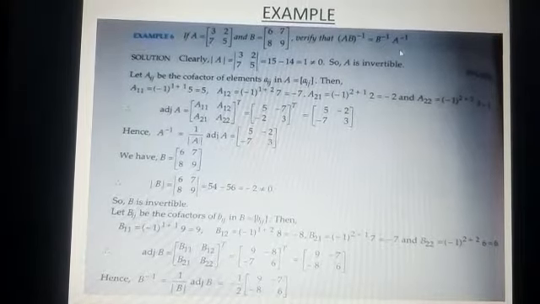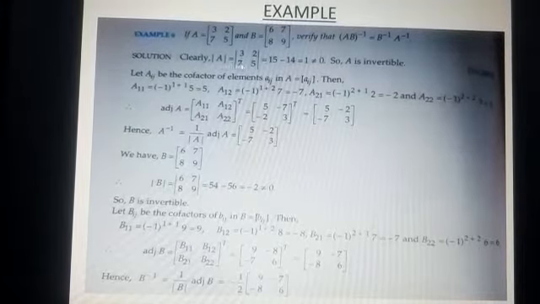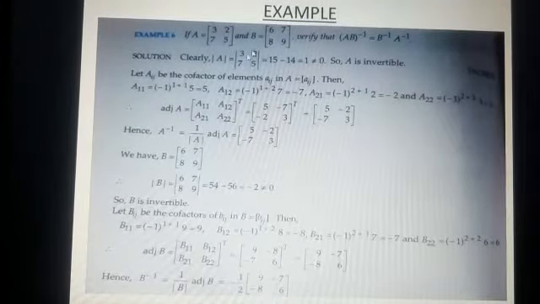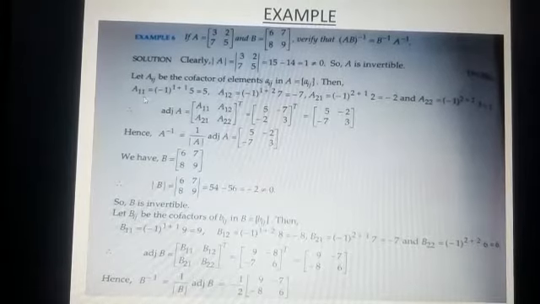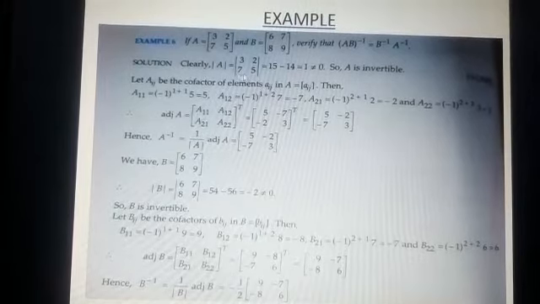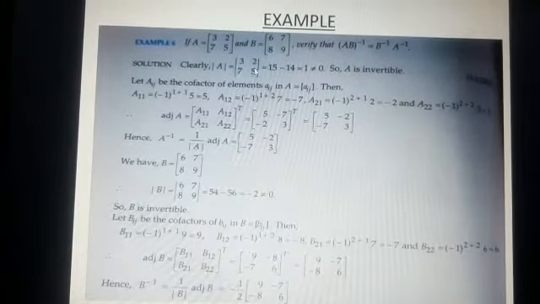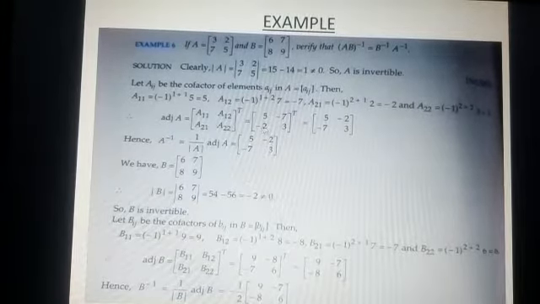and you have to verify this property: (AB) inverse is equal to B inverse A inverse. To verify that, first we will find the determinant of A. It is 15 minus 14, which is 1, not equal to 0, so it is invertible. We'll find the cofactors. The cofactor of this element is 5, of this element is minus 7, of this element is minus 2, and for this element it is 3. So these are the cofactors: 5, minus 7, minus 2, 3.